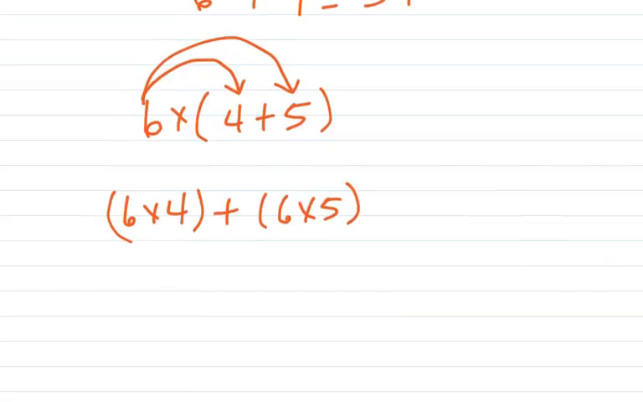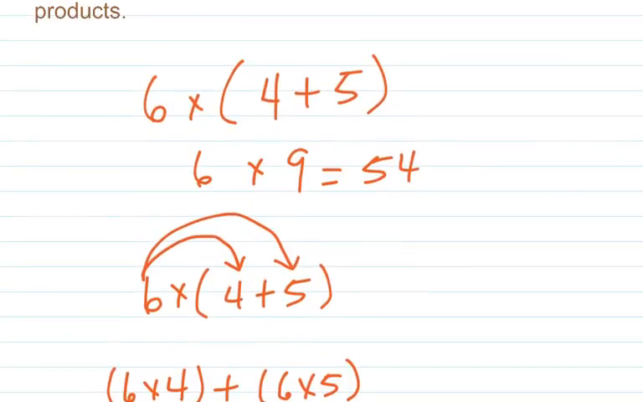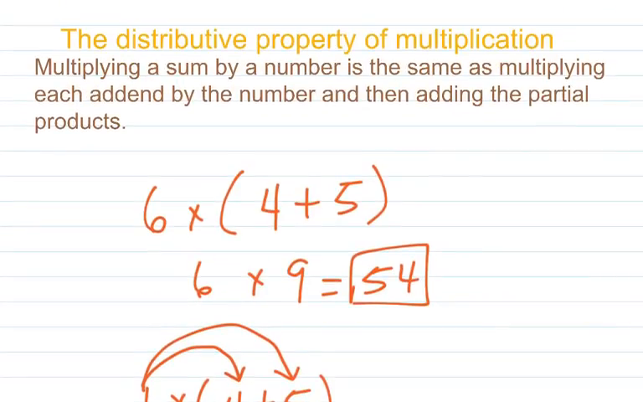And we have a partial product of 24 plus a partial product of 30. And 24 plus 30 is 54. And as you can see, both of those still match what we were talking about. So we're going to be doing more work with the distributive property in class later. And that is the end of our lesson on the distributive property of multiplication.